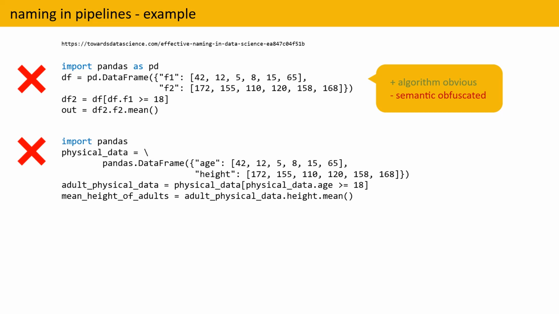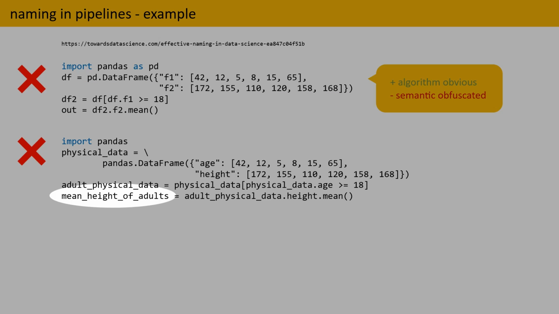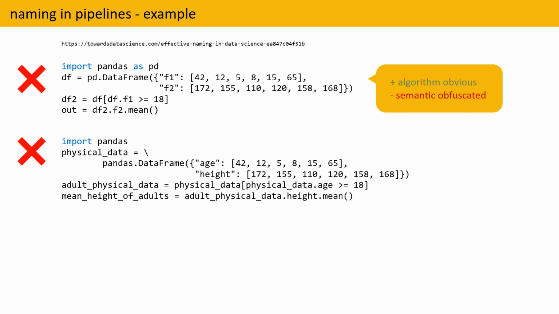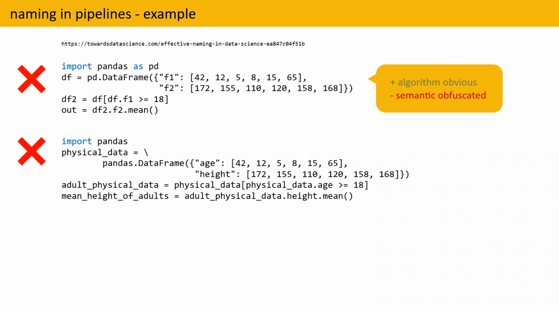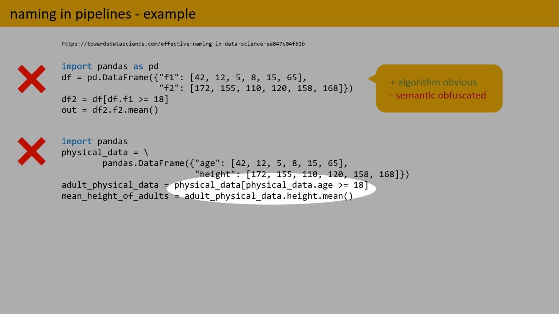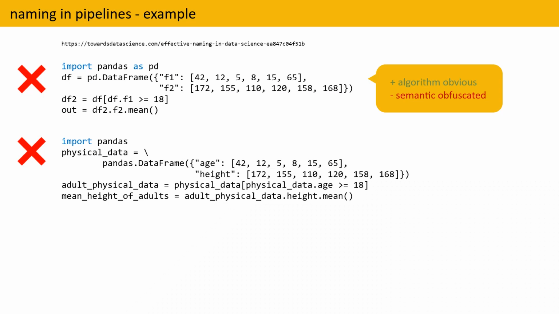The blog proposes this second version of the code as an improvement. And indeed, due to the better naming, the meaning of the code is now clear. It computes the mean height of adults. However, due to the long variable names, we now need a line break, a common issue with long names. And more importantly, while semantics is obvious, the algorithm is obfuscated. The long names hide the structure of the code, and there's also quite a bit of repetition.